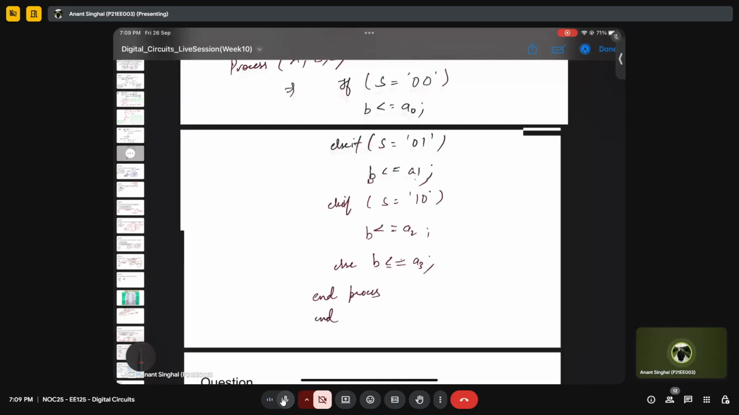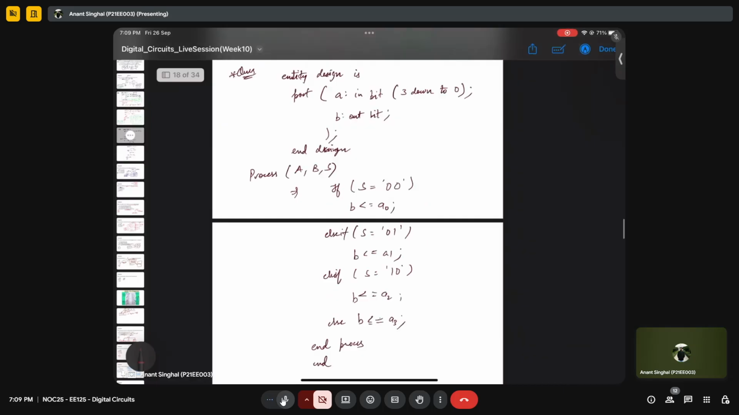So yeah, what kind of circuit do you think this particular code is? Four is to one multiplexer. Sorry? 4 into 1 multiplexer. Exactly.